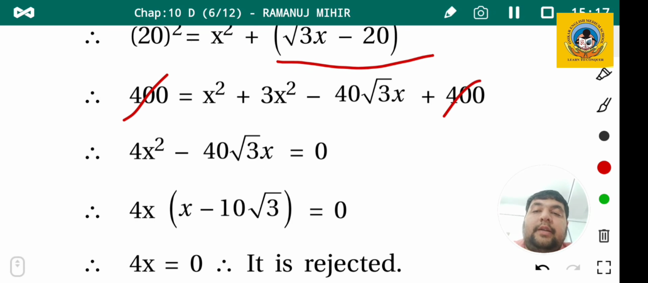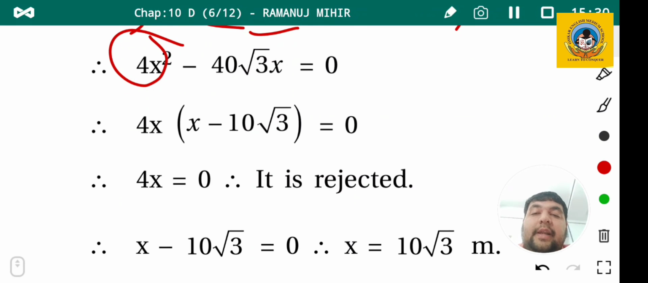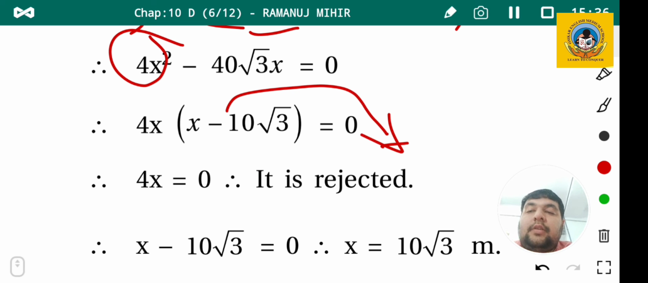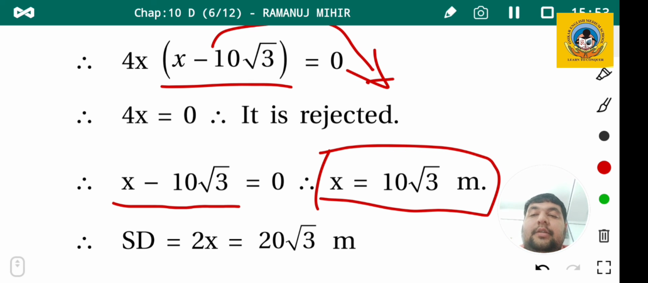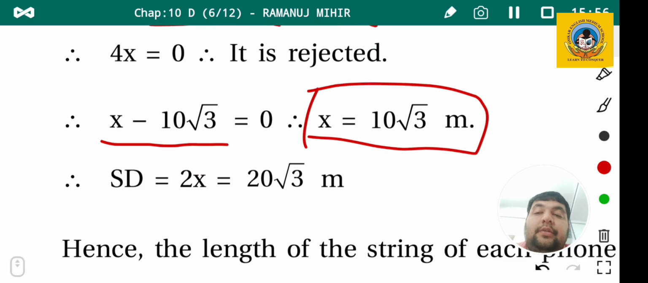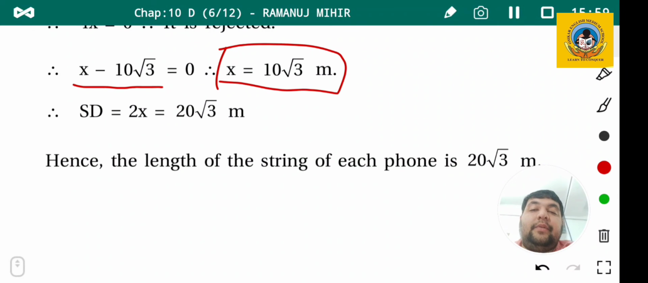Now this 400 and 400 will cancel each other. So what will be the remaining thing? That is x square plus 3x square, that is 4x square, minus 40 root 3 x, that is 4x inside the bracket, x minus 10 root 3, and this equals 0. 4x is equal to 0 is not possible because x is a distance. Distance is not 0. So now let us take x minus 10 root 3 is equal to 0. So we will get x is equal to 10 root 3 meter, and SD is double of that. So 20 root 3 meter will be the length of the telephone line which is used by these three friends.